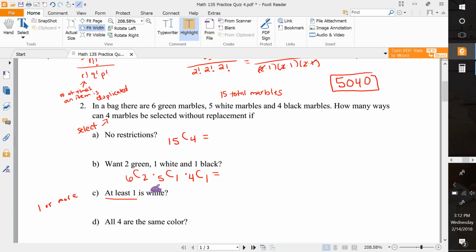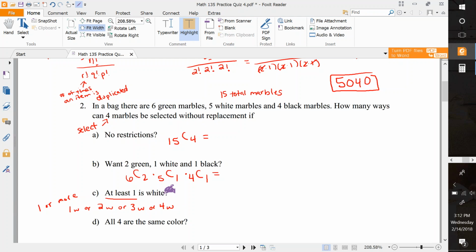We could also do, remember, the complement, because we learned about it in our set theory, that in a universe, if you have a subset, the complement is everything outside of that that is still within the universe. So I'm going to show you two ways to figure this one out. So one or more could be one white, or two white, or three white, or all four of them are white. So if we do it this way, we are adding together these alternative possibilities.